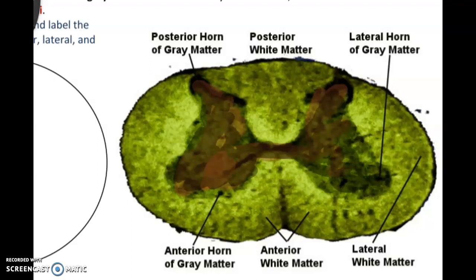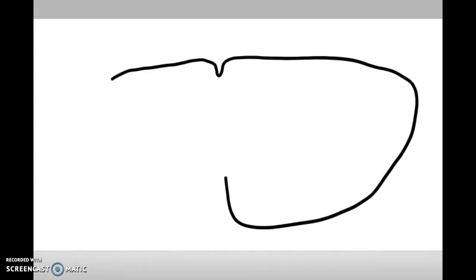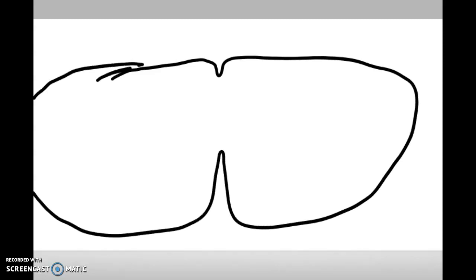This is actually a photo of a histology slide. That's why it's green. So we are going to draw now the spinal cord with its central gray matter and its peripheral white matter. The cord is an oval, and it's going to have a little tiny sulcus right there and a big, ginormous fissure right there. There's the spinal cord.